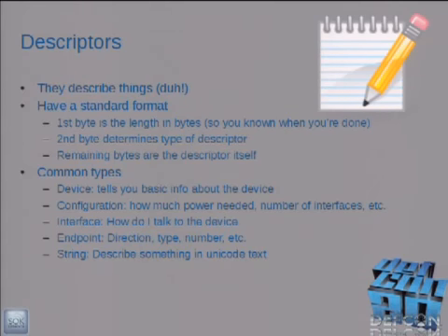Some common types of descriptors. A device descriptor is what's gotten first, and it tells you basic stuff like, hey, how can I talk to this device? What sort of power requirements does it need? Things like that. Configurations. A configuration tells you how much power, how many interfaces it has, how do I talk to it, et cetera. Interface then goes on to further describe the device, and then we have endpoint descriptors, which tell us about each of the endpoints, and then string descriptors, which just give us strings in Unicode.